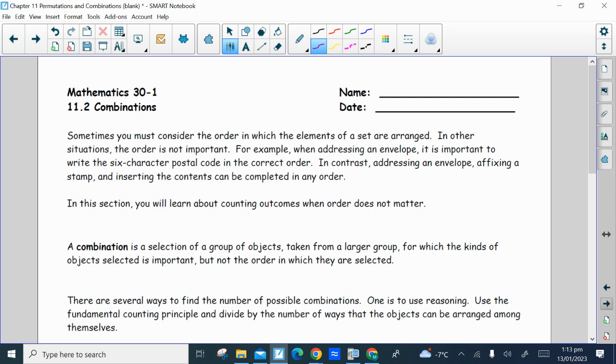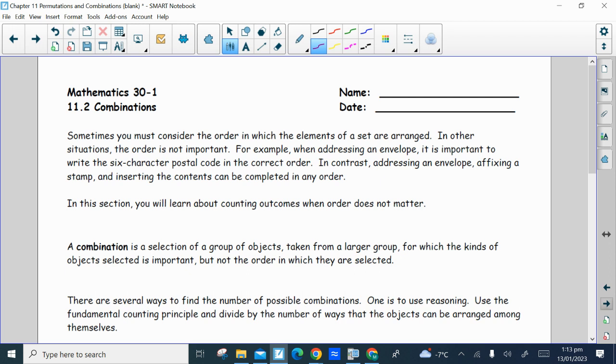And I gave you a scenario yesterday about choosing students to sit on a committee. Well, if there's going to be a president, a vice president, a treasurer, etc., order matters. But if the students just all sit on the committee and they all kind of share the same role, then order doesn't matter. That's an example of combination.